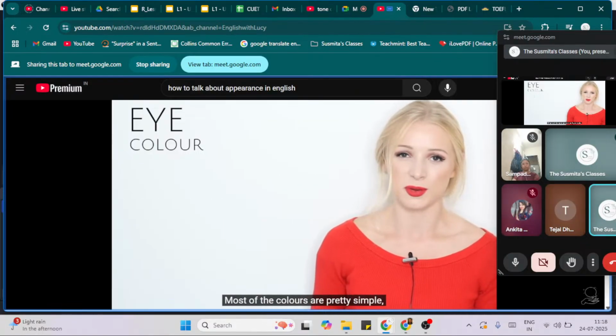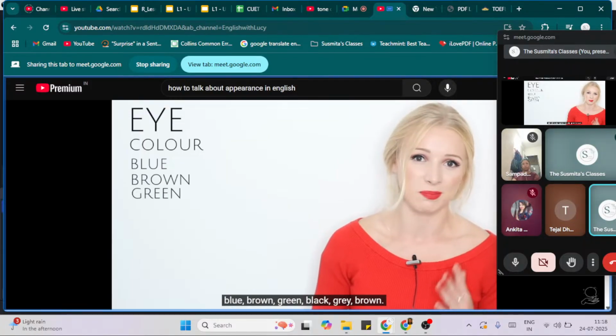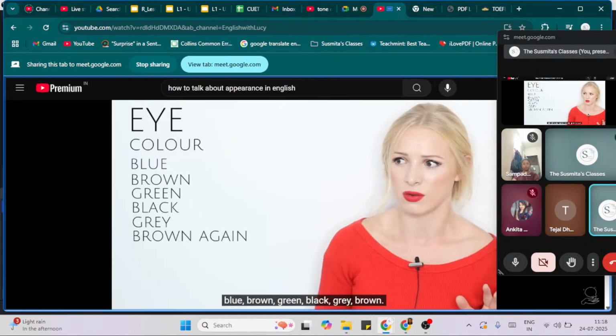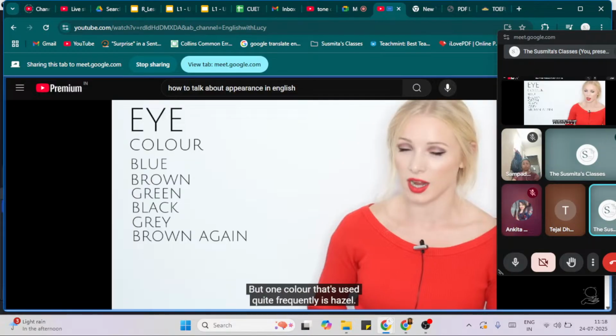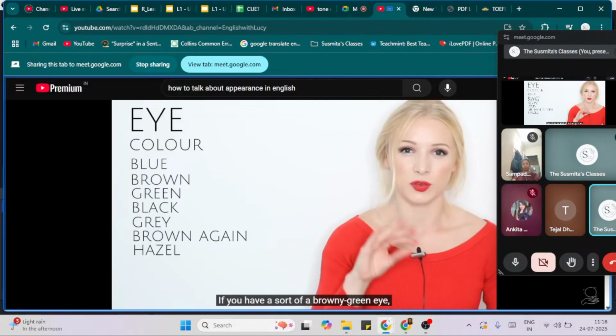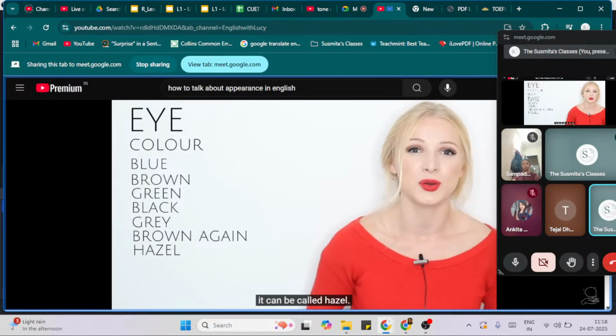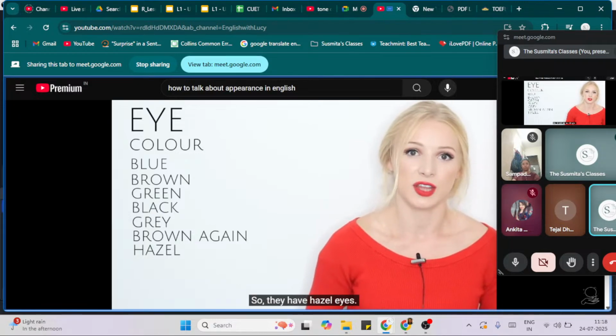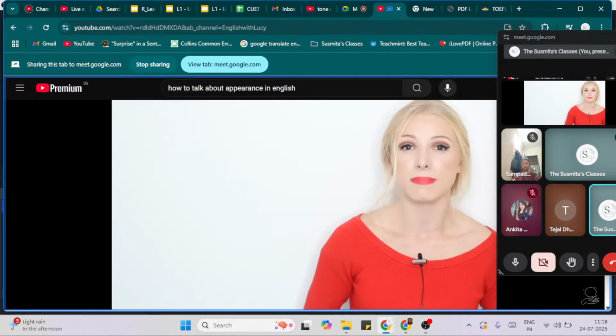Most of the colours are pretty simple: blue, brown, green, black, grey, brown. I've said brown, haven't I? But one colour that is used quite frequently is hazel. If you have a sort of browny green eye, it can be called hazel. So they have hazel eyes.